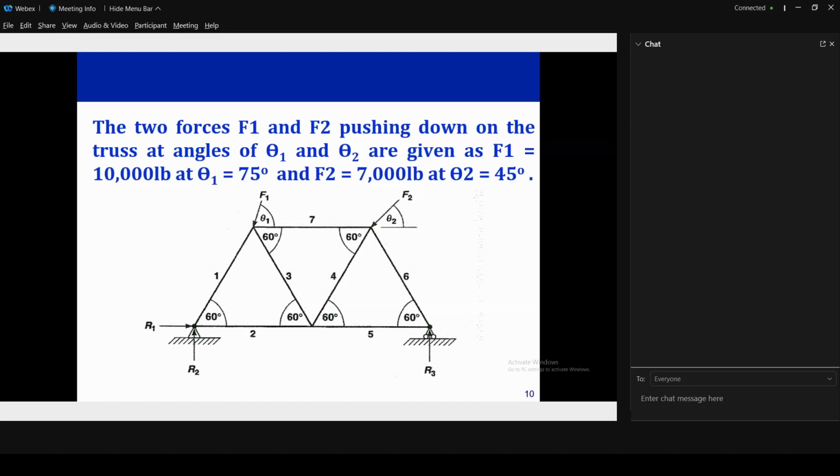So here is a classical example. Here are two forces, F1 and F2, pushing down on the structure at angles of theta 1 and theta 2. This is F1, which is pushing down on the structure, and this is F2, at angle theta 1 and angle theta 2. It is given that F1 is equal to 10,000 lb at theta 1 of 75 degrees, and F2 is 7,000 lb at theta 2 of 45 degrees.